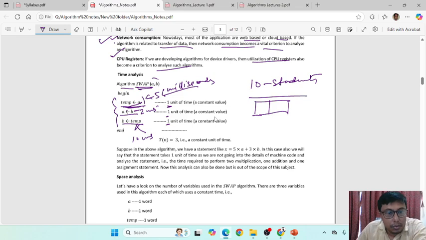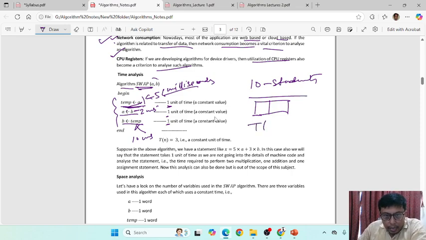So this statement will be taking 1 unit of time. The second statement will be taking 1 unit of time, and the third statement will be taking 1 unit of time, because each of these 3 statements is actually constant time. So total T(n) will be what? You add all these things.